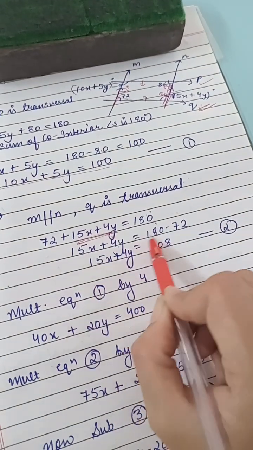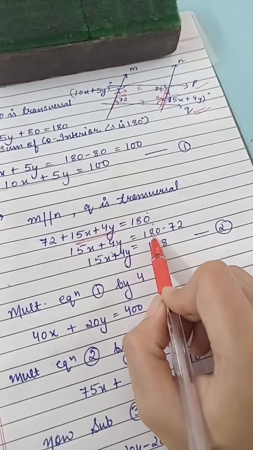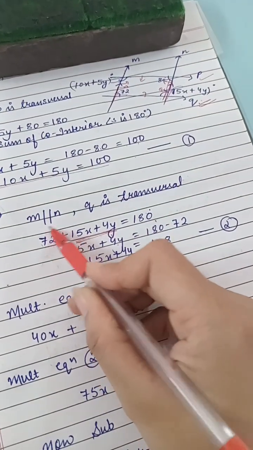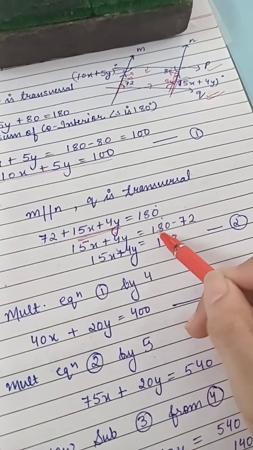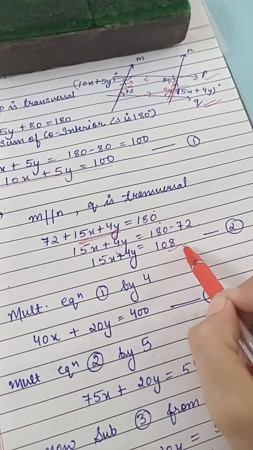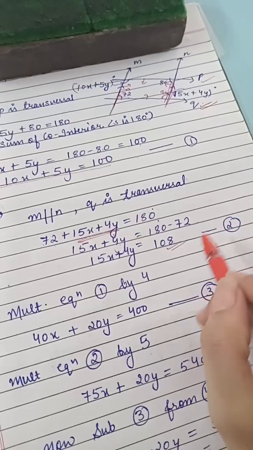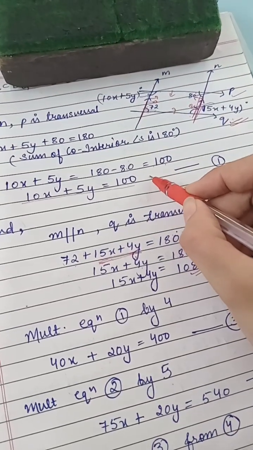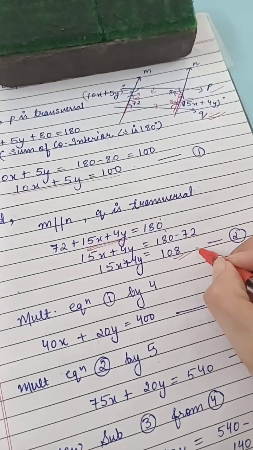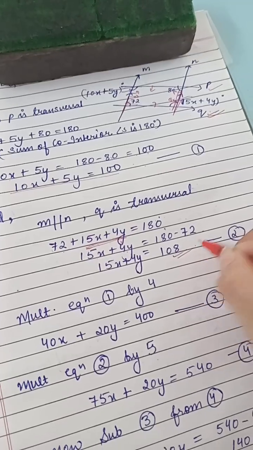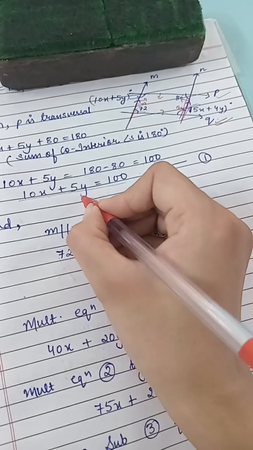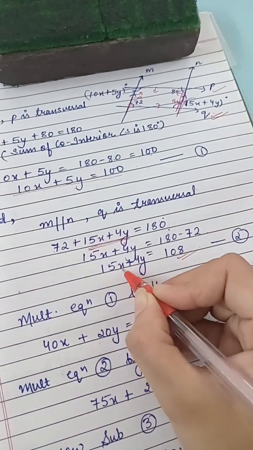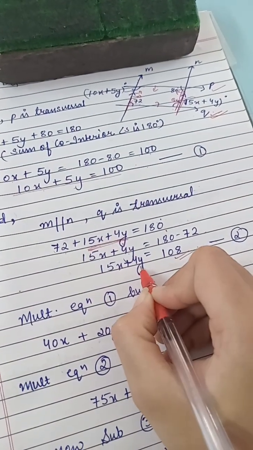They all will remain as they are because they are not going to change sides. But 72 is a constant like 180. So 180 minus 72, that is 108. This is our first equation. This is our second equation. See, how many variables are there? 2. x and y. Over here in the second equation also, x and y.